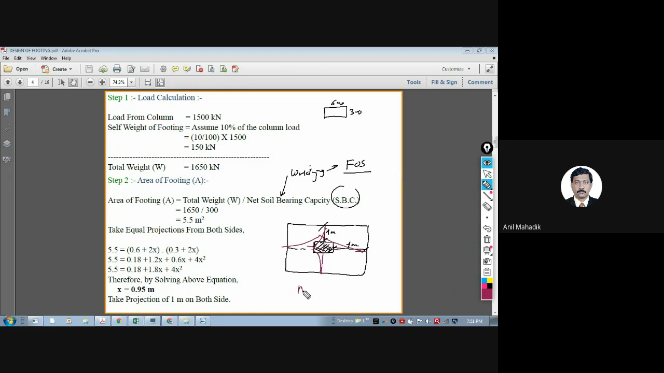Whenever we calculate any moment, M is nothing but WL square by 2. So this W and this L will be the same, 1. So there is no need to calculate the bending moment on both the sides, because I know the projection is the same on both the sides. So in one step we can design that, but it is not compulsory. There is no compulsion on that.